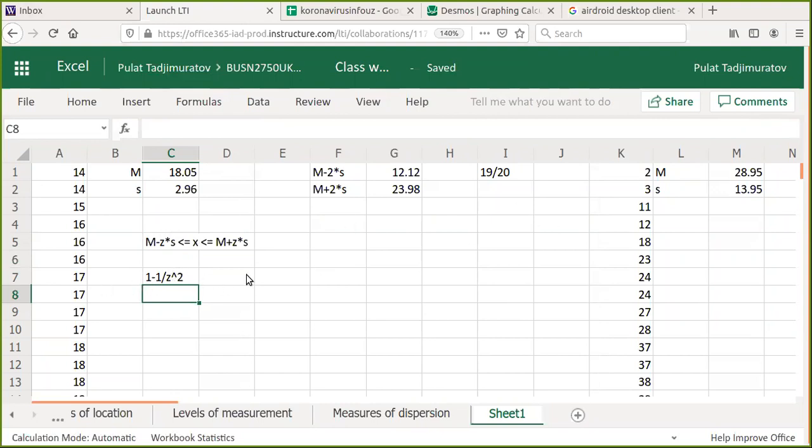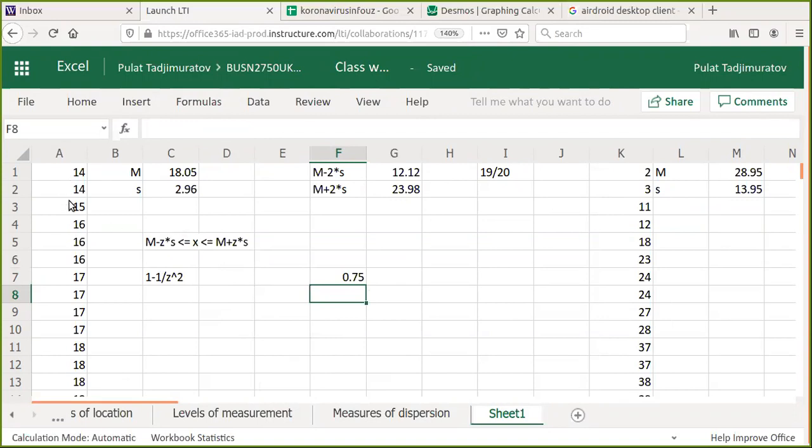And if I substitute 2 here, it will give us 75%. Yeah, 0.75. So at least 75% of your data will be within two standard deviations from the mean. And it doesn't matter what kind of data you have.